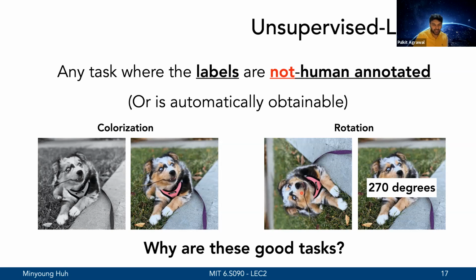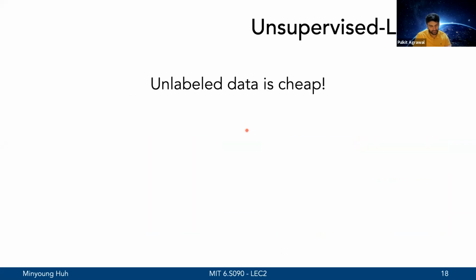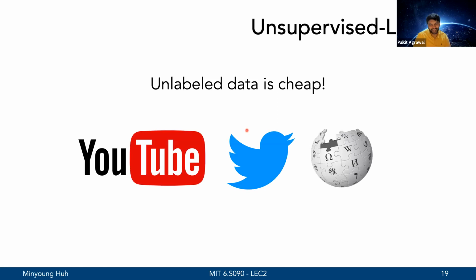Right? And the labels over here are automatically obtainable. I don't need a human. I just need to define one function, and then that function provides me the labels. In autoencoders, it is the reconstruction. In colorization, it is the color. In rotation, it is the amount I rotate the image by. And we can use these techniques on large amounts of unlabeled data coming from various different sources.